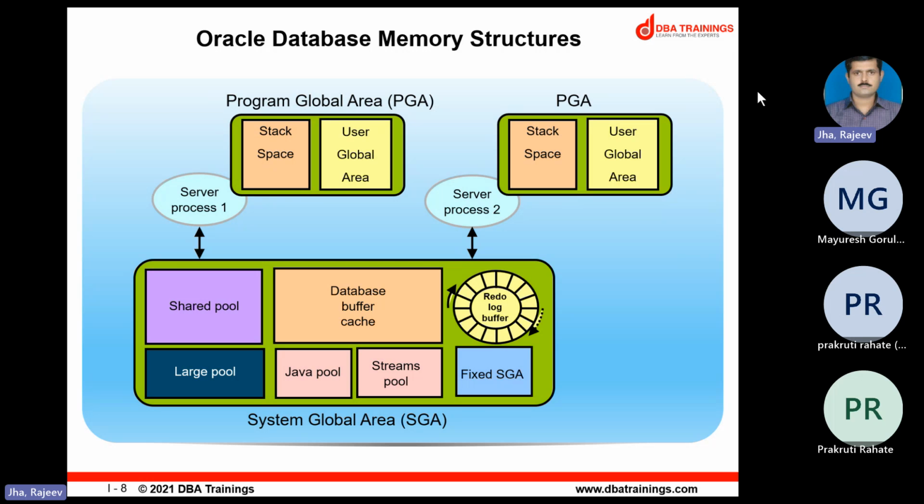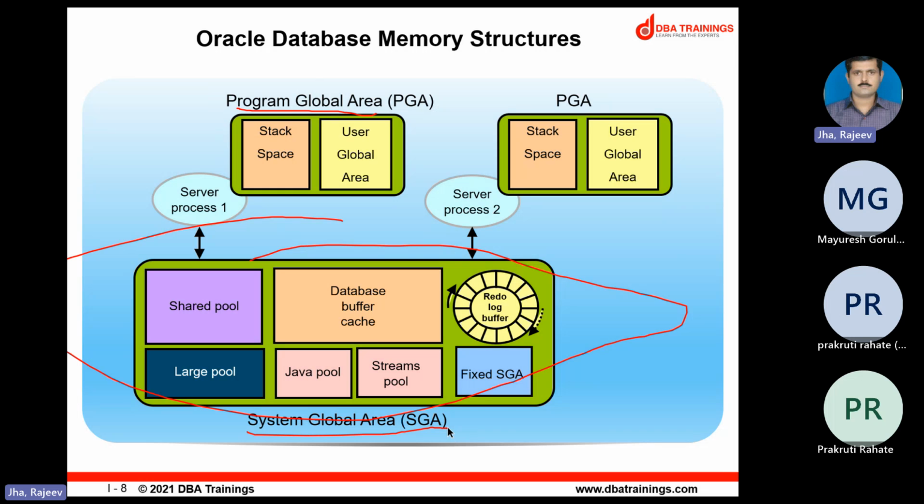In simple terms, we have some memory structures called SGA, which we talked about a few minutes back, the system global area. We also talk about the PGA, the program global area, and so on. Each is defined for its specific purpose. SGA and PGA are all defined for specific purposes.